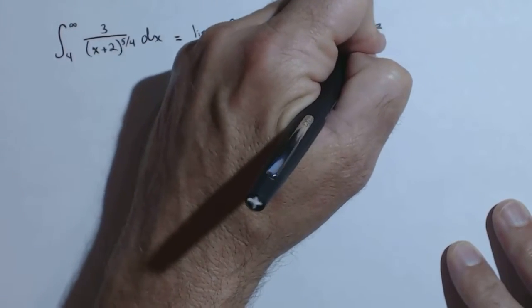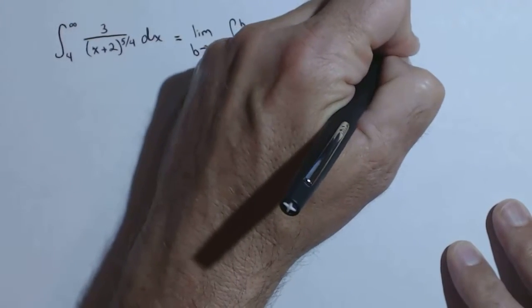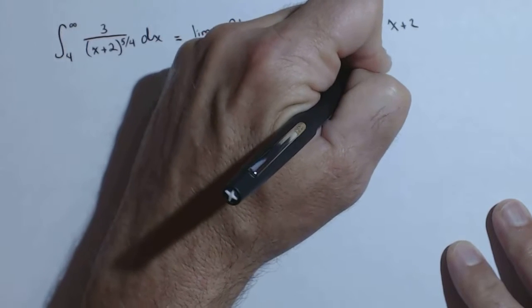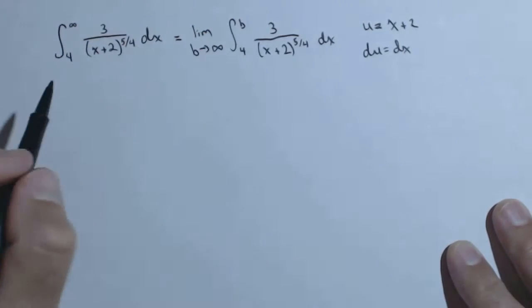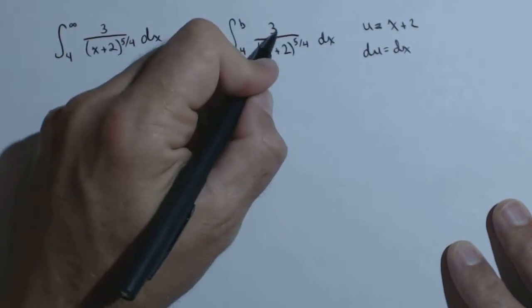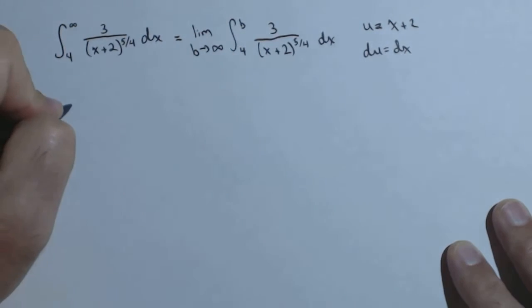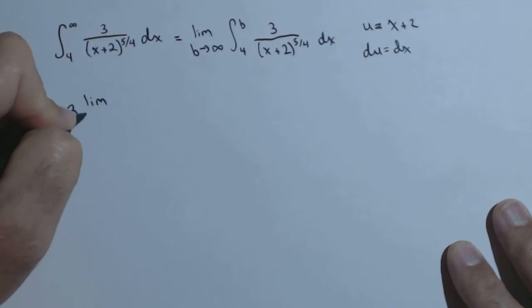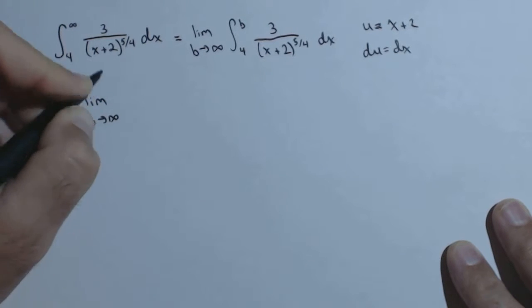You could do it without. I'll do it with for practice. du equals dx, so we have a simple substitution. So one of the things I'm going to do is pull that 3 out in front of the limit. So I have 3 times the limit as b goes to infinity.